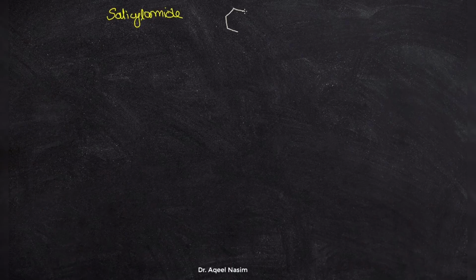Today we are going to discuss the synthesis of salicylamide, another compound in non-narcotic analgesics. Salicylamide contains a basic structure that is seen in acetyl salicylic acid. The common name is ortho-hydroxybenzamide. Instead of the carboxylic group, we have an amide group. Let's discuss the synthesis of salicylamide.